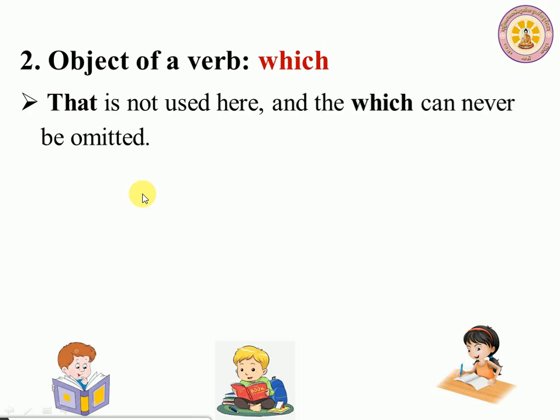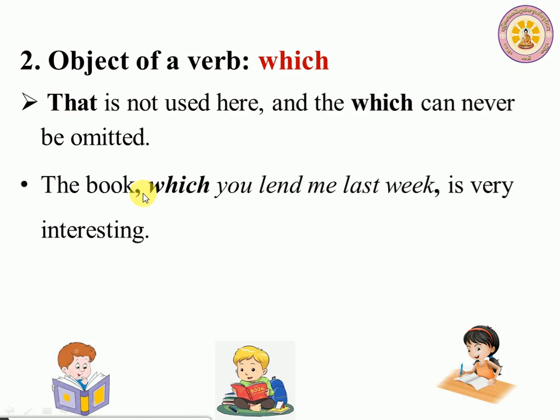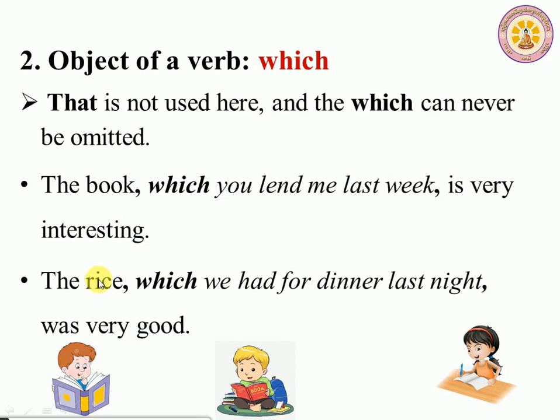When it is the non-defining relative clause. Example: the book which you lent me last week is very interesting. The book is already understood, we know which book. So the clause here is not important, it's not necessary. So we use a non-defining relative clause, and only which can be used. In this case we cannot use that. We cannot say the book that you lent me last week is interesting. Only which, not that, can be used when the relative clause is non-defining.